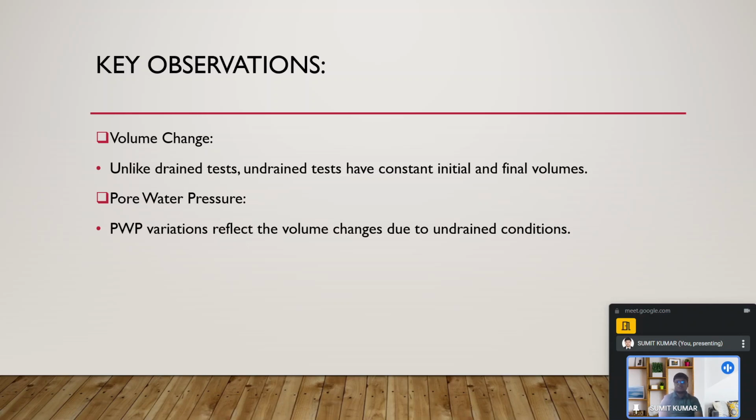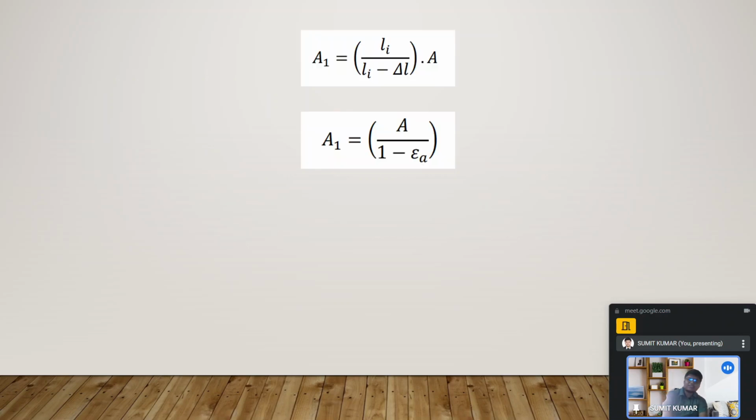And I think you must be aware of this if you have gone through the videos of sir. So the volume changes like in a drained test, and a drained test has constant initial and final volumes. And when we talk about pore water pressure measurement, the variations reflect the volume changes due to the undrained condition. And if the condition is drained, no pore water pressure gets developed because all the water gets dissipated from there only.